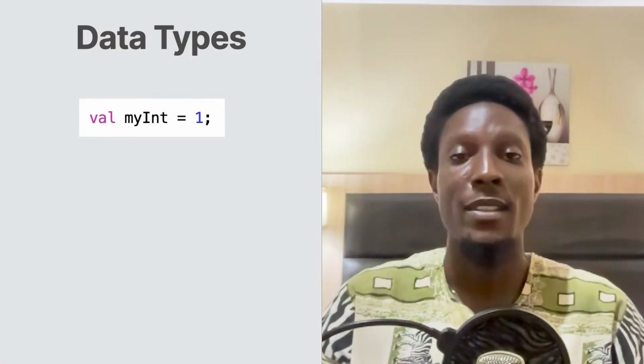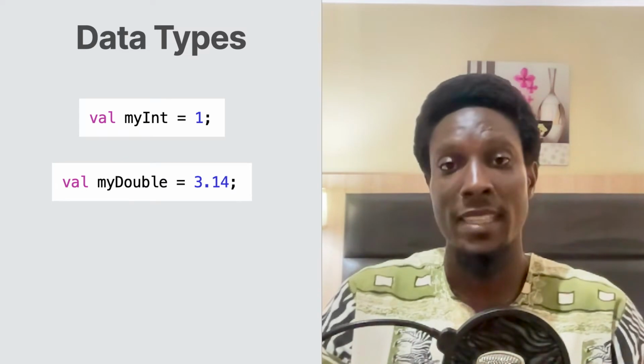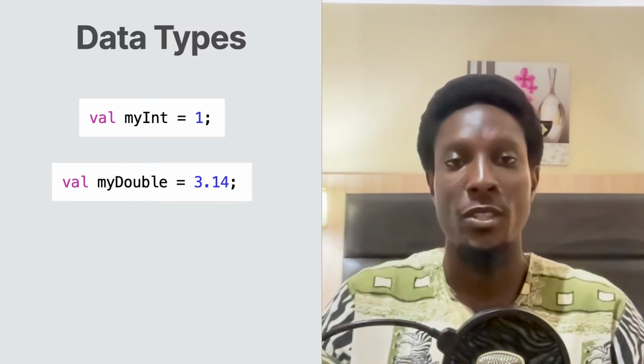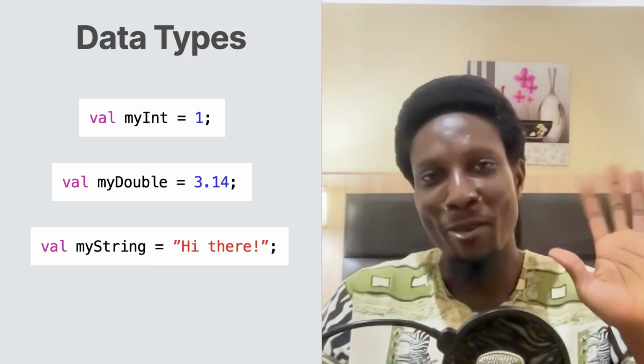So far in this course, we've learned about a few data types. Integers, which represent whole numbers like 1, 2, 3. Doubles, which represent decimal numbers like 3.14. And strings, which represent text like hello world.